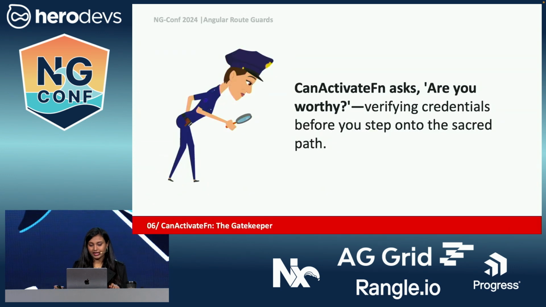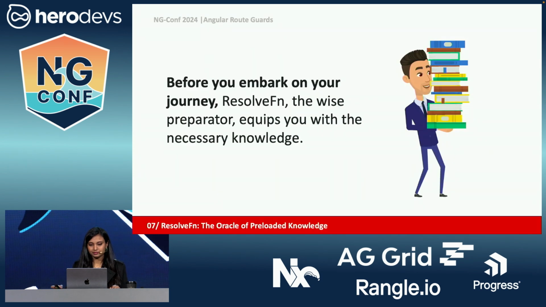Moving on, we have the canActivate function. Following the similar analogy, what canActivate does is that it checks for the ticket. You would know that there's an event going on, but the guard will check whether you have the ticket for that event so that you can get inside. And if you have the ticket, then it opens up the gate and lets you in.